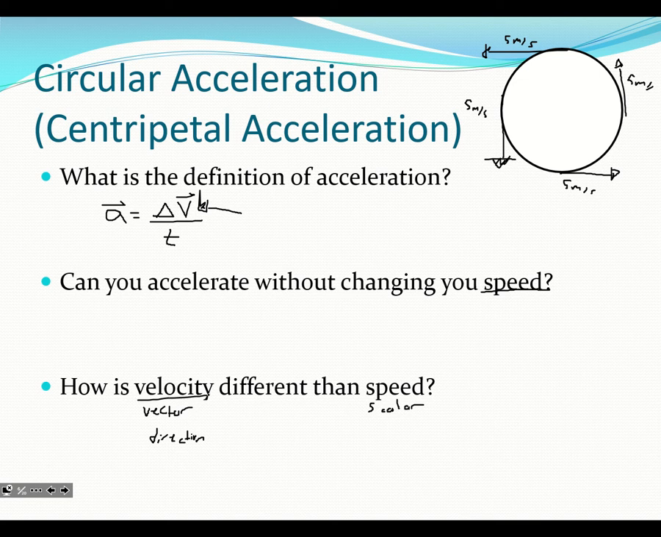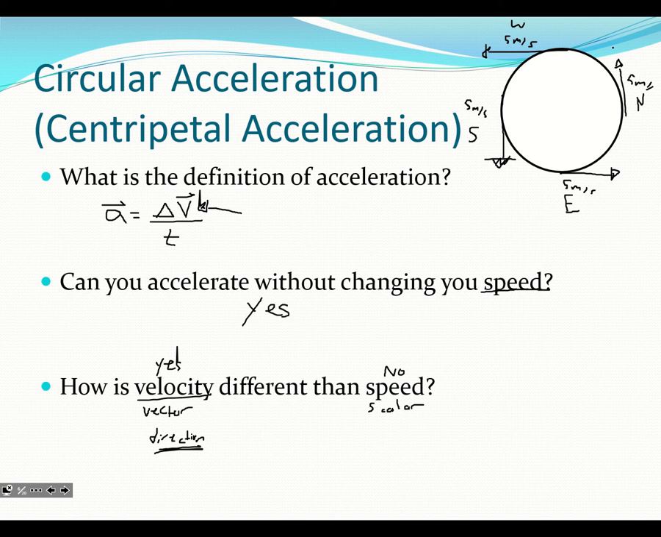But if we think about it in terms of velocity, well, this is 5 meters per second south. This is 5 meters per second east. This is 5 meters per second north. This is 5 meters per second west. So is my speed changing? Well, no. Is my velocity changing? Yes, because velocity has that direction aspect to it. And the acceleration is our change in velocity over time. So if we're changing our velocity, then we are accelerating. So can you accelerate without changing your speed?